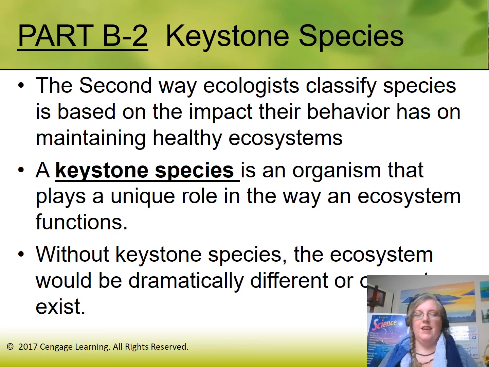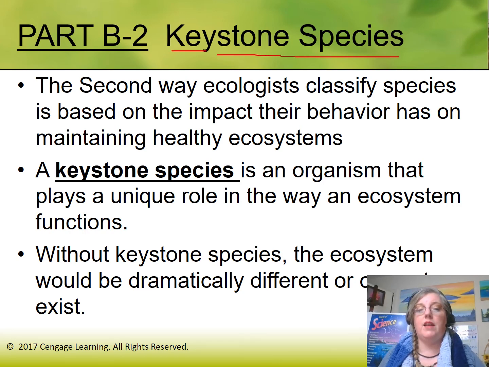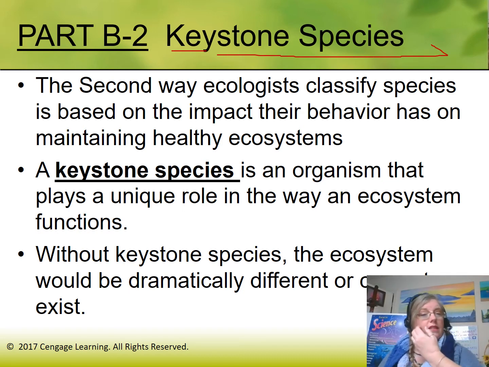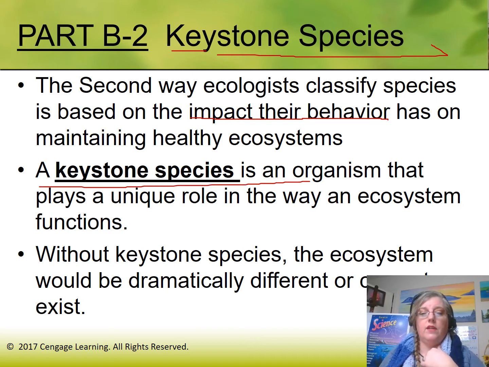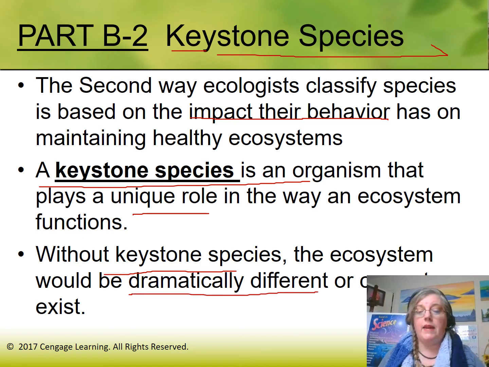All right, here's part two. B2, these are the keystone species. So we're done with native and non-native. These are our keystone species. All right, so that's the second way ecologists classify the species, based on their impact, the impact of their behavior. A keystone species is an organism that plays a unique role in how the ecosystem functions. Without the keystone species, the ecosystem would be dramatically different or cease to exist.